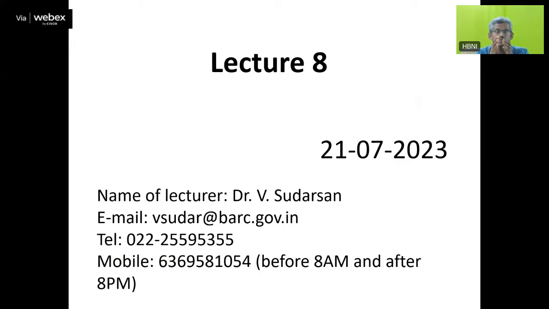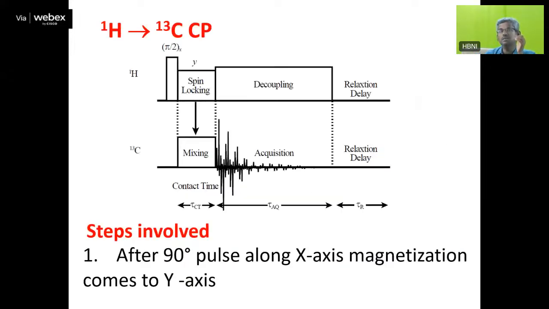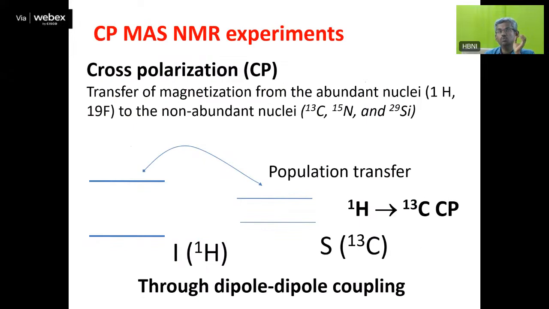So today we are going to lecture number 8. Last class we did a very important technique called cross polarization, CP, followed by MAS, magic angle spinning NMR experiment. So what is CP? CP is nothing but the polarization transfer, or cross polarization, transferring the polarization from proton to carbon-13.